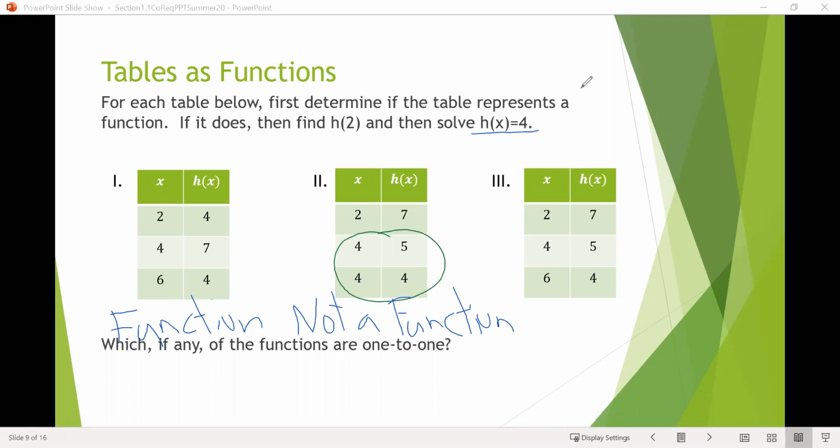All right, and then for the third one, we see that 2 goes to 7, 4 goes to 5, 6 goes to 4. So each input is only going to a single output. So this would be a function.